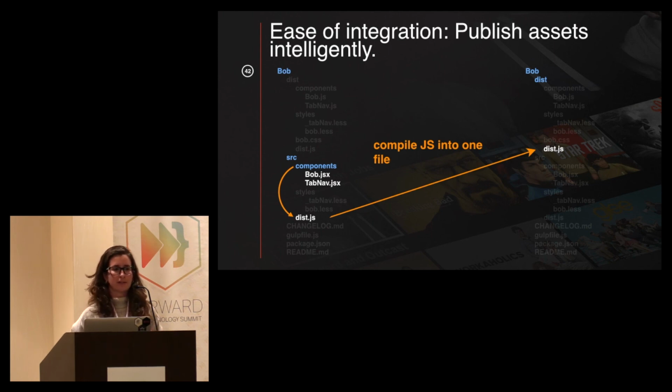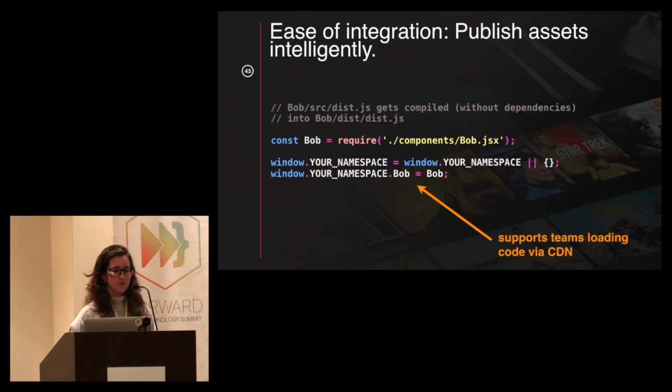In order to do something like this, we need a dist.js file, or an entry file, which looks something like this. This file is going to import your top-level component, or your reusable UI component, and it's going to attach that component to a global namespace. So when this is compiled into a single file, we have all of the individual components inside of the blob. That way, we're also going to get rid of any JSX or ES6 that we're using. And so teams that are using your component via CDN can just load this via script tag.